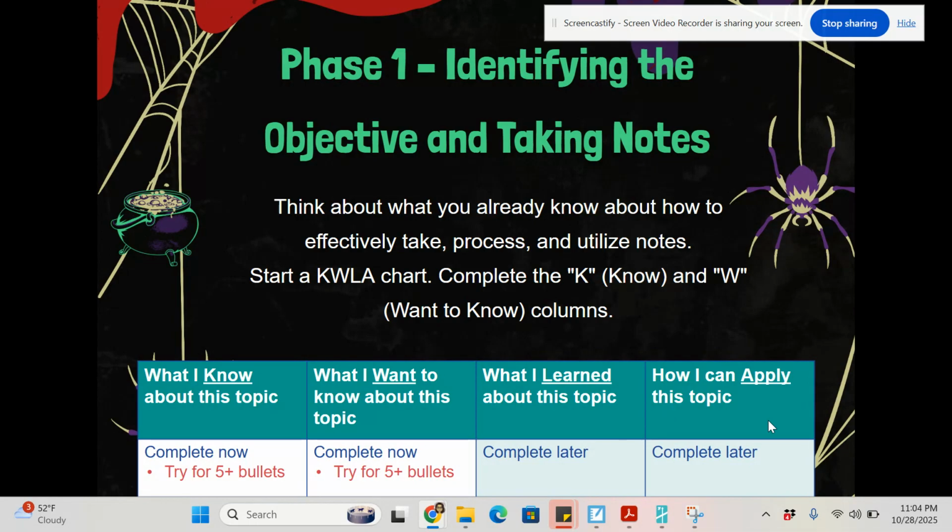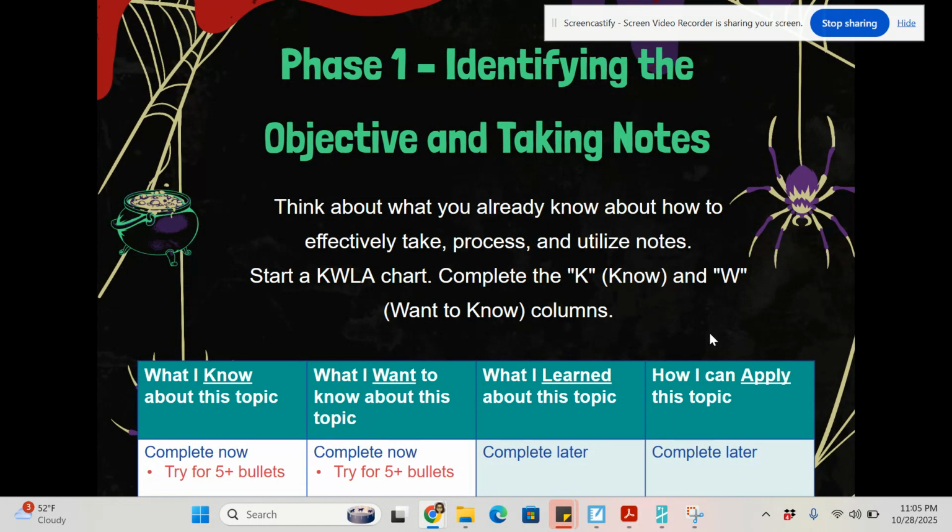We're going to continue talking about taking notes. So today's objective is we're going to identify the objective. The first phase of taking notes is identifying the objective and taking the actual notes. So we are going to take notes on taking notes.